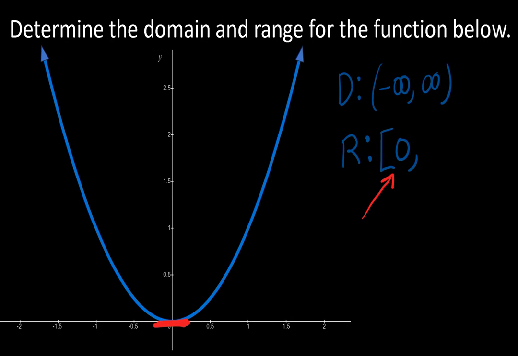That means that the low end of my range is 0 with brackets around it. The brackets are there because 0 is the lowest height that my graph touches. Now let's talk about the highest height that my graph touches.